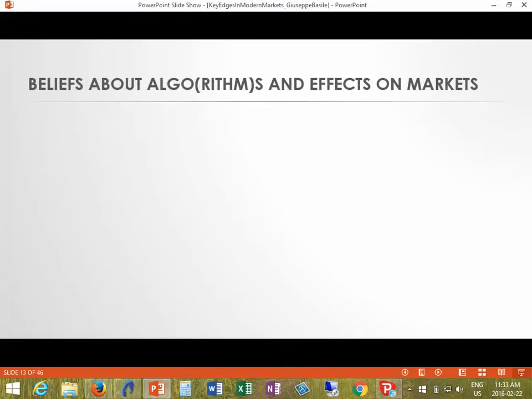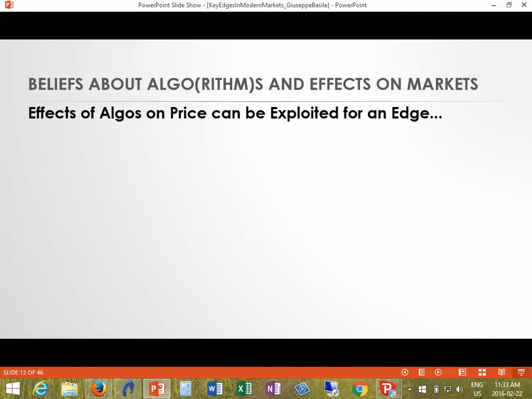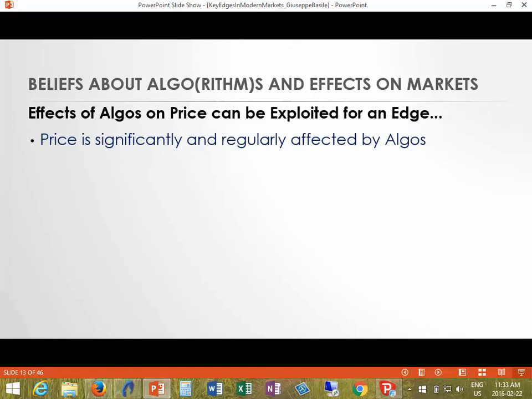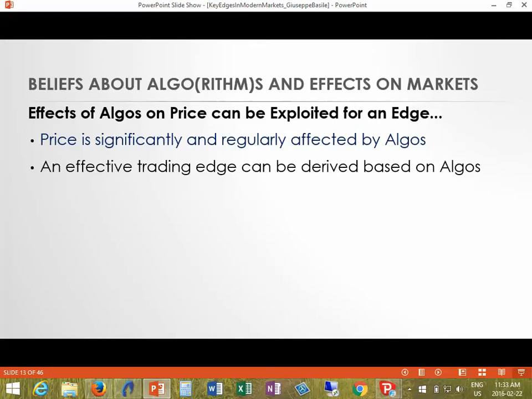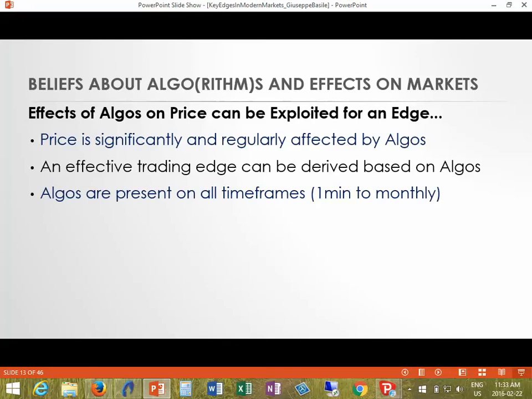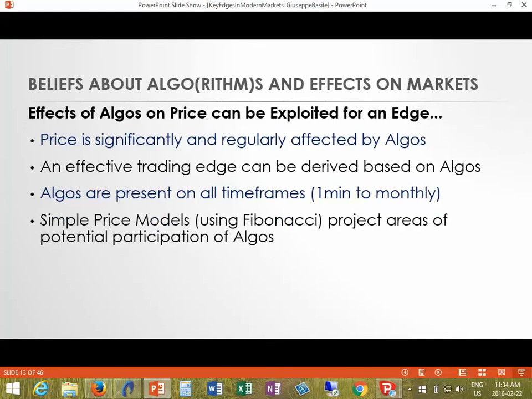So, my beliefs about modern markets, algorithms are here. Price is significantly and regularly affected by algorithms. An effective trading edge, as I'm going to show you, can be derived from modeling the algorithms. Some classes of algorithms, because in the market there are thousands, I would say hundreds and hundreds of different types of algorithms. We will pinpoint one specific class, and algorithms are present on all time frames on high volume markets. Not on all markets, but on high volume markets we can find some classes of algorithms on all the time frames, down to the 1 minute, and in futures down to the tick charts.